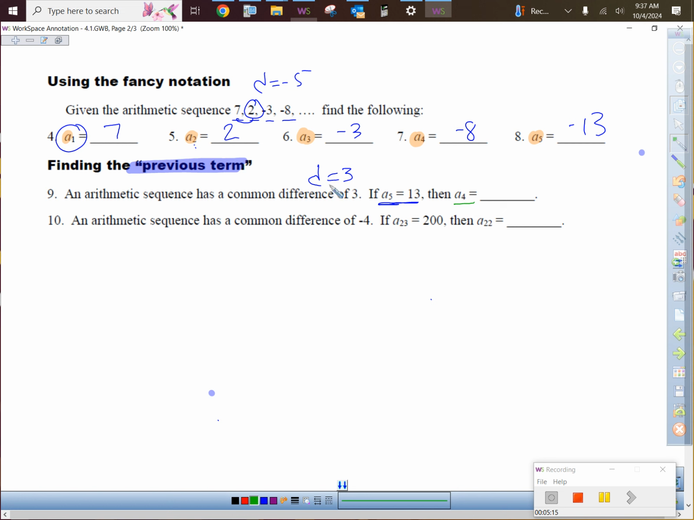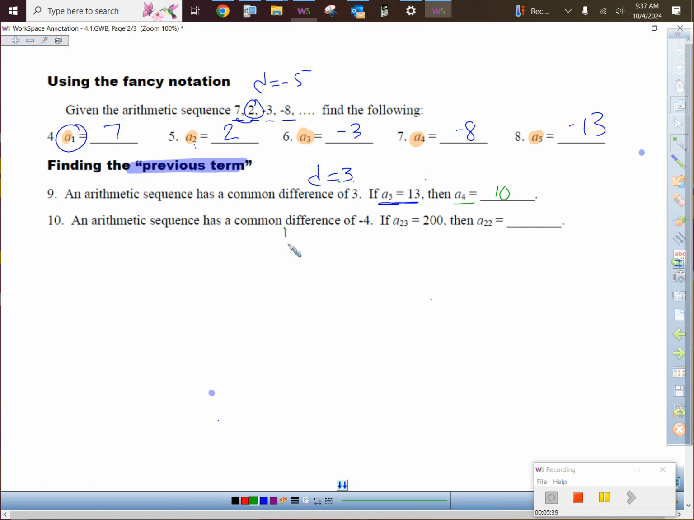So if they were going up by 3, up by 3, up by 3, to find the previous term, don't you have to do the reverse, and go down by 3? Does that make sense to you? If this guy was 13 and I went down by 3, you see that would have to turn out to be 10, right? Because they wanted the previous term.